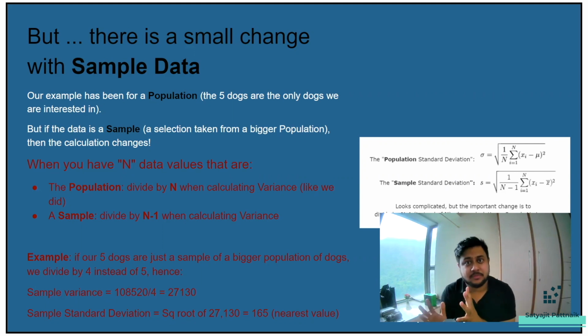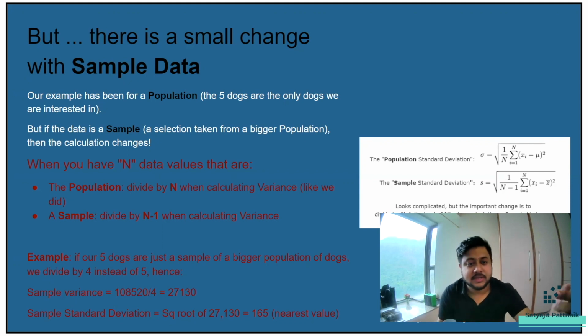Our example has been a population. What is a population? If you only have 5 dogs' records, that's my population. If you have 1,000 dogs' records and you are analyzing all 1,000 dogs, that's your entire population. If you have 1,000 dogs' data, but you are analyzing randomly 5 dogs' data, that's a sample out of the population, right? So if the data is a sample, then the calculation changes from n to n minus 1.